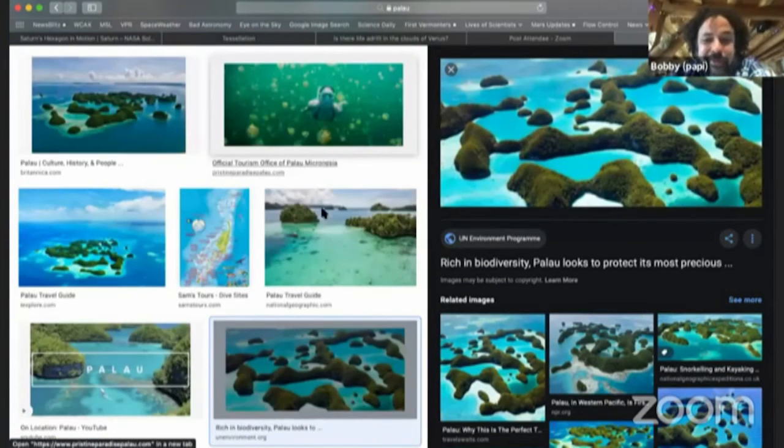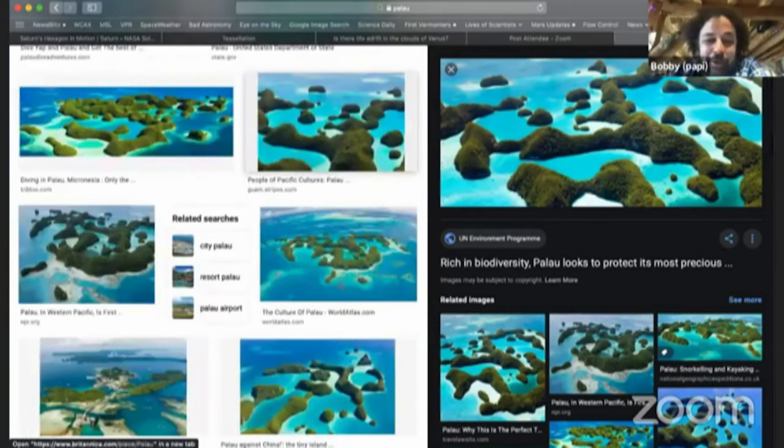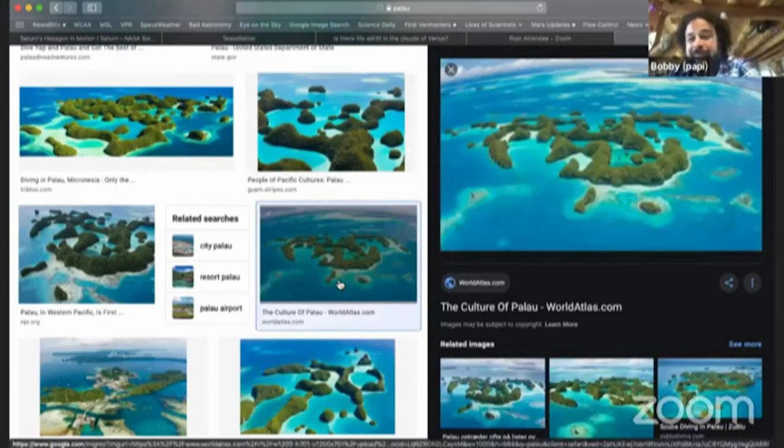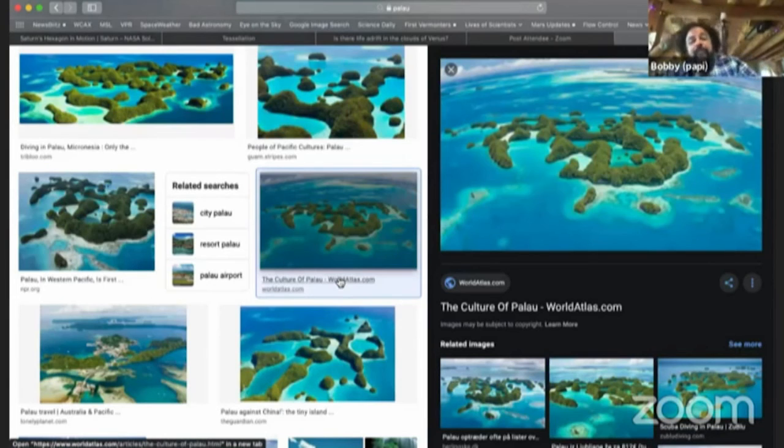So maybe one day we'll have a class there. That's my goal. One day maybe, when I'm an old man, on my bucket list, I'll get to Palau someday.